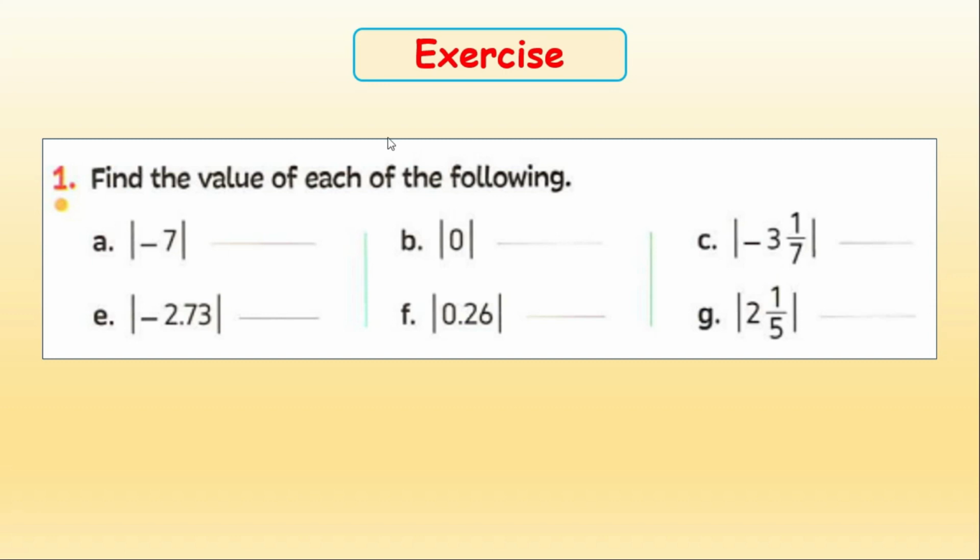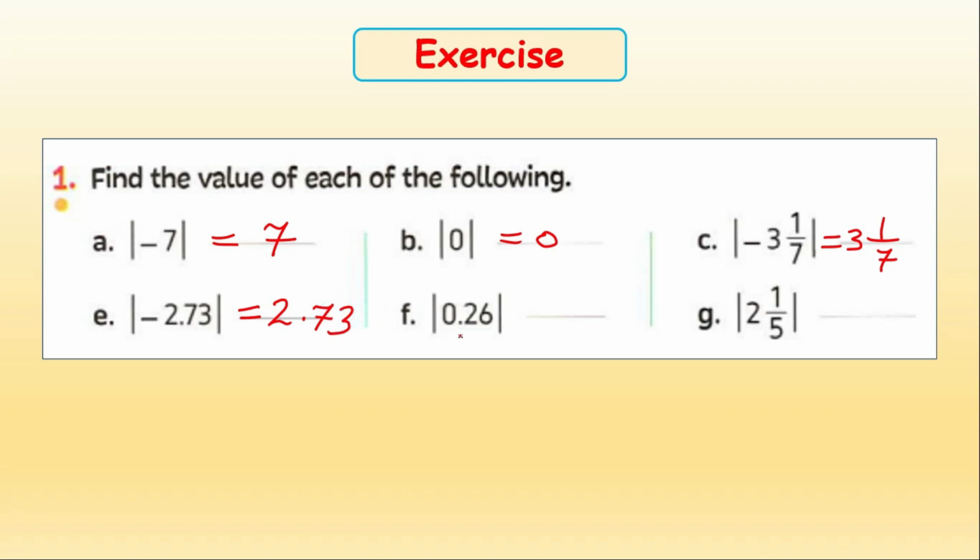Okay, now let's solve the exercise. Find the value of each of the following. Number 1, absolute negative 7 equals what? Equals 7. Why? We agreed that absolute cancels the negative. B, absolute 0 equals 0. Absolute negative 3 and 1 over 7: the same number without the negative, so we write 3 and 1 over 7. Absolute negative 2.73: the same number without the negative. The absolute cancels the negative, so we write the same number without the negative.